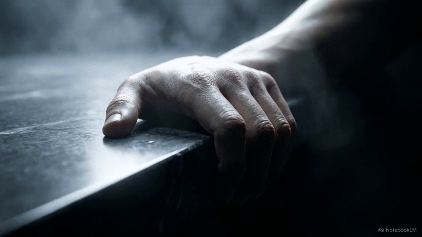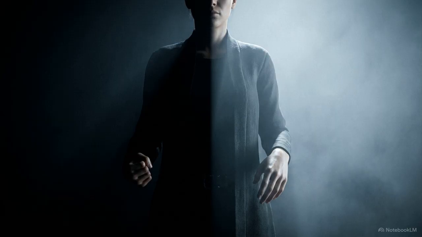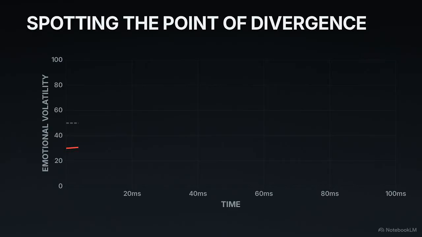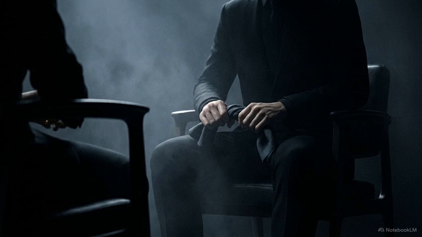Our first lens focuses on micro-expressions. These are lightning-fast facial movements that happen before a person can consciously mask them, often revealing a flash of anger or fear that the speaker is trying to hide. By identifying these flashes, you can see exactly where the speaker's internal feelings diverge from the story they are presenting to you. The second lens looks for kinetic contradictions.